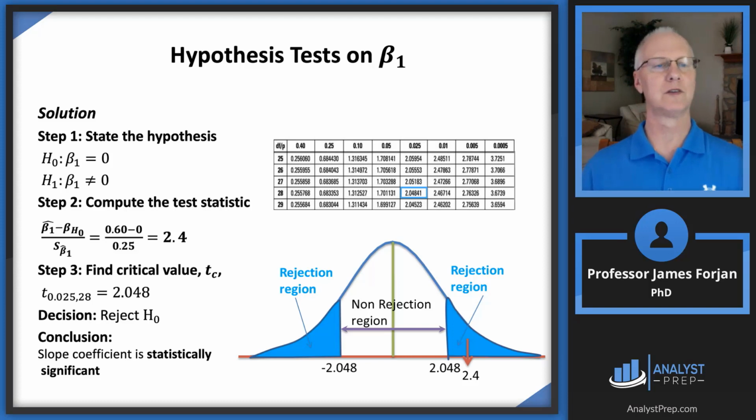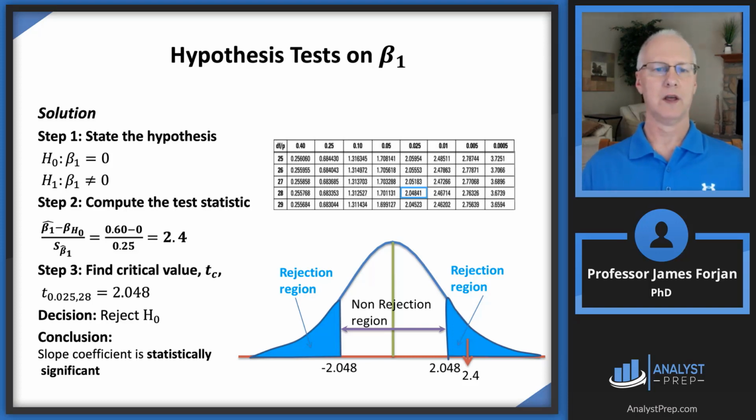All right, so let's work through the steps here. Step 1, state the hypothesis. The null hypothesis is that beta 1 is equal to 0. Alternative is that it is not equal to 0. We can easily compute that test statistic from the results of the regression output that was on the previous page. Then we get out our t-value, so we look this number up.